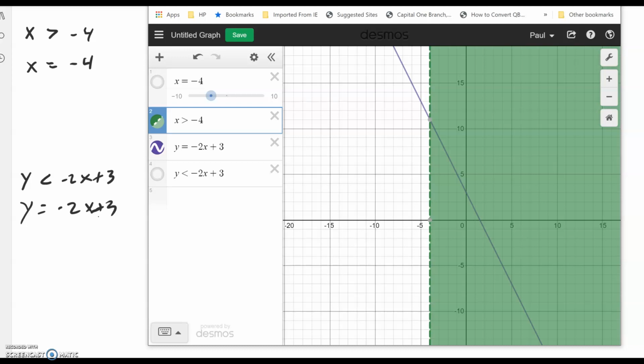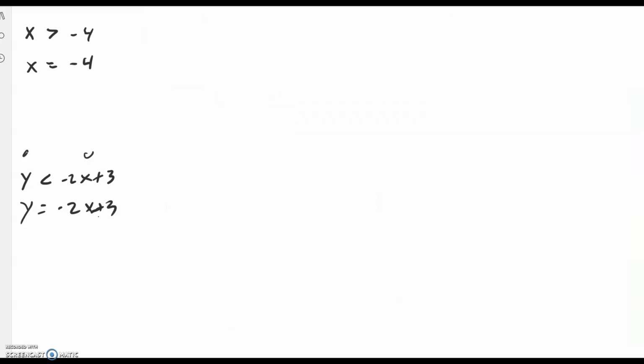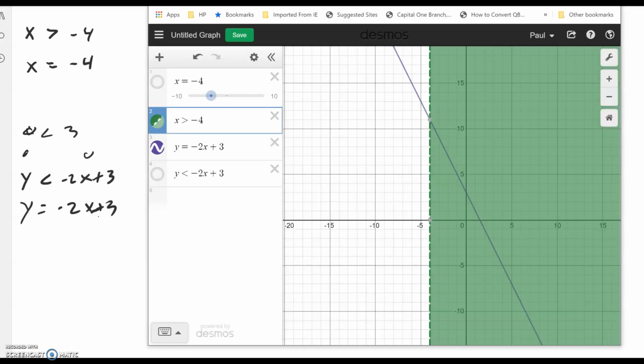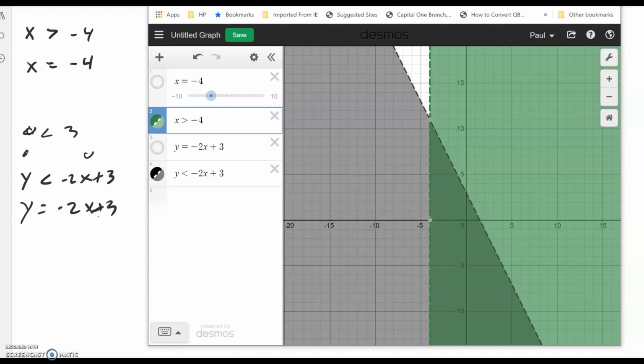So there are clues. 0, 0 is not on the blue line, so we could put in 0 here and 0 here, and we get 0 is less than 3. That's true. So 0, 0 is part of the shaded part, so this thing is probably going to shade down and to the left of this blue boundary line. So let's take a look at it. Yes, it does. Now where do they overlap?